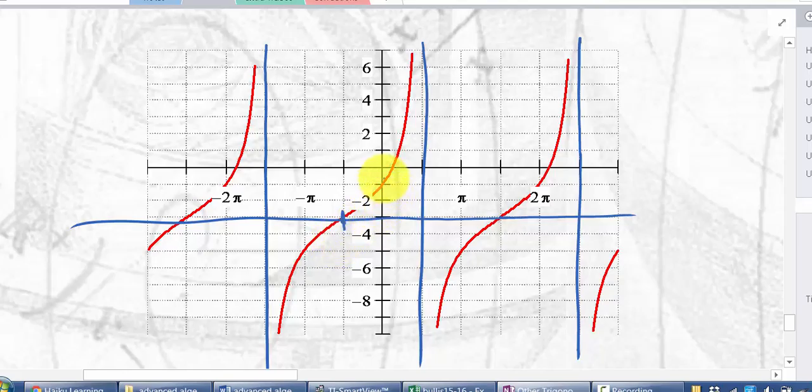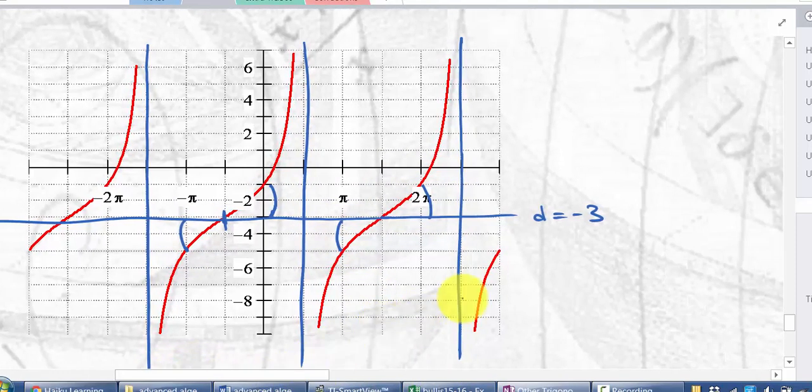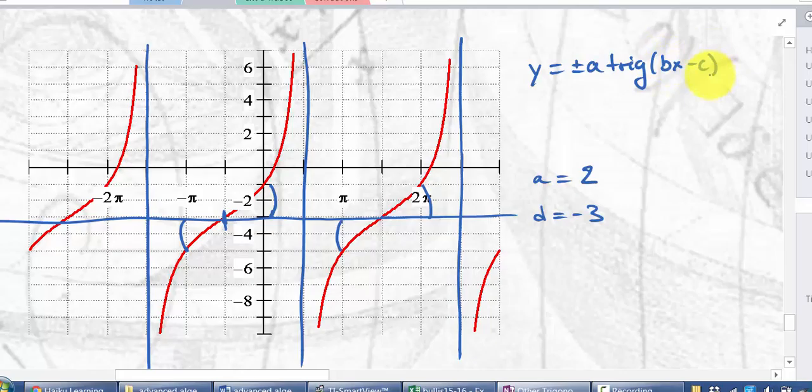Okay, so what is this? This is -3. So d equals -3. All right, I got that. Now I can call that a tangent. Why not calling a tangent? I got my coefficient right here. See, it's 2 up and 2 down, right? 2 up and 2 down. So a equals 2. Right here, we're looking at y equals plus or minus a trig of bx minus c plus d.